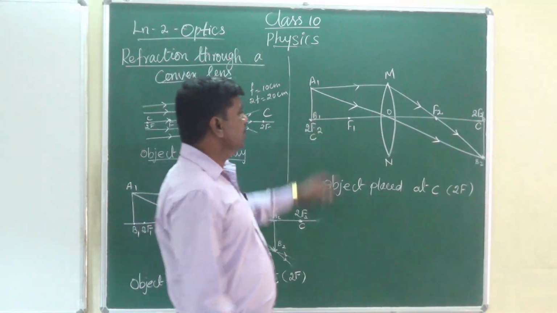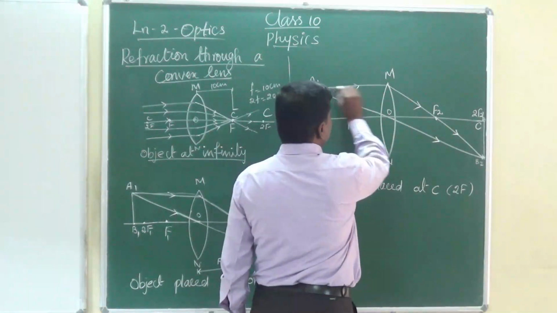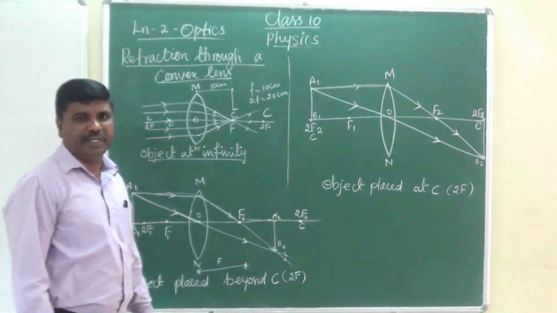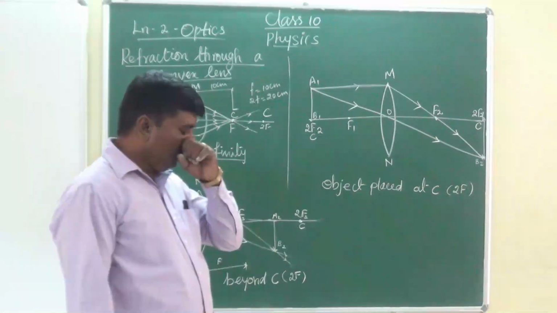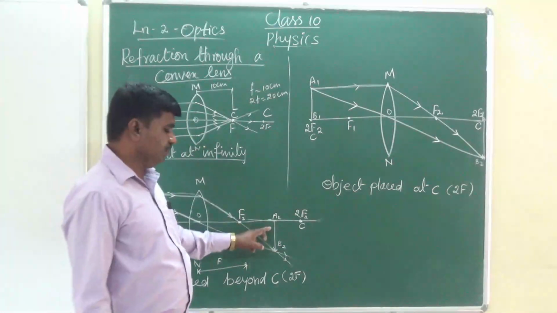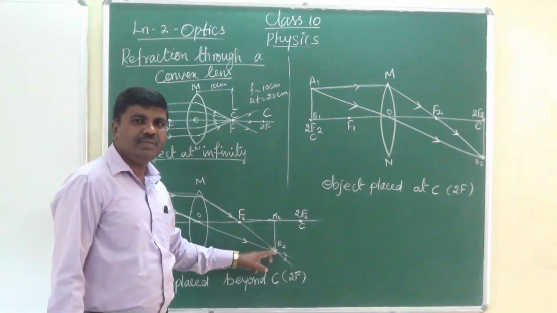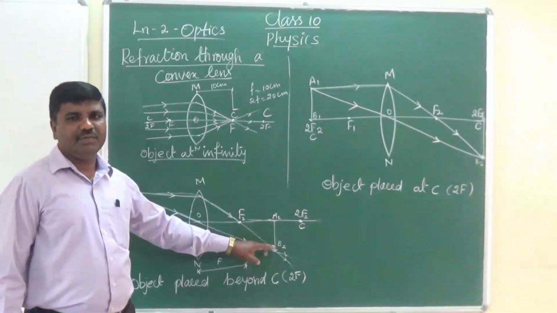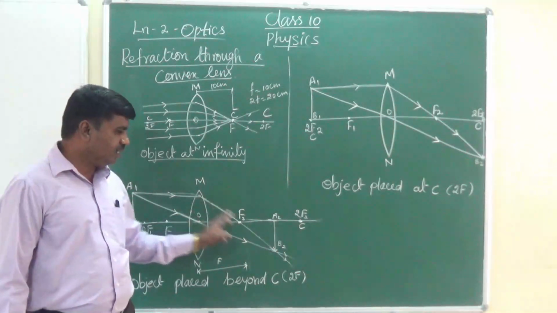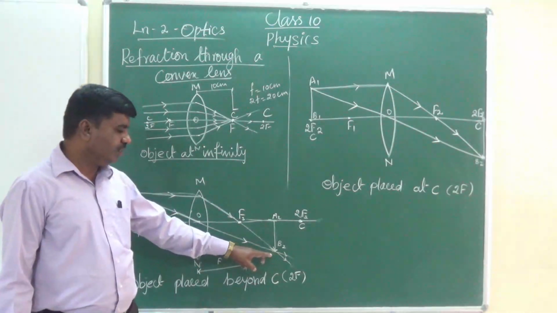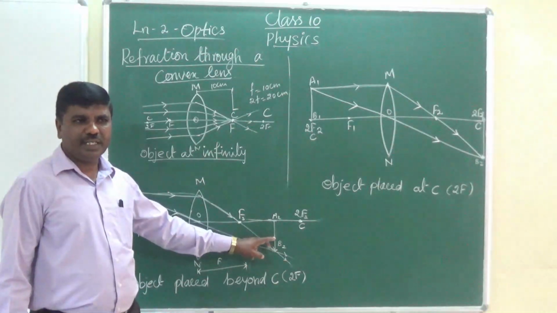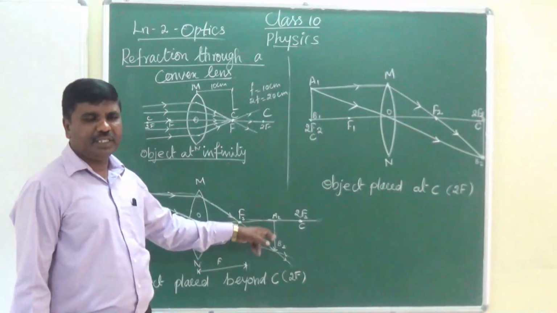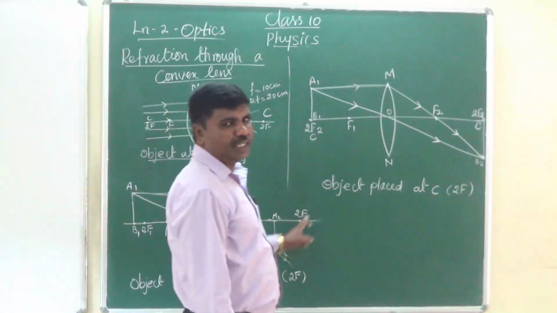When you draw a line, the source ray hits the lens and it takes deviation, it bends. I told you the image will be real and it is inverted. See, the deviation takes place and the rays meet at one point. So we can say it is an inverted image. The image will be real, but it is inverted. The function of the convex lens is to invert.